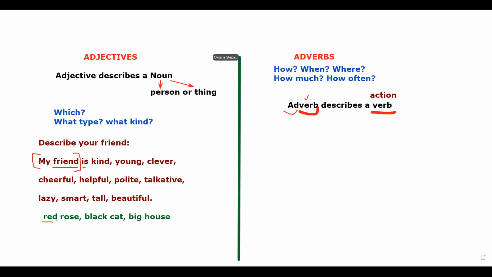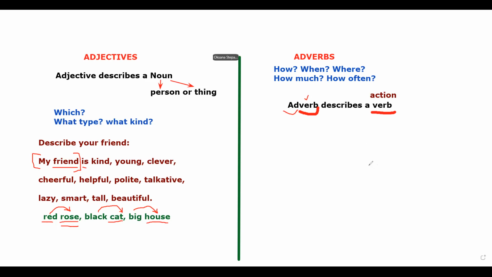Like here. So red describes the noun rose, right? Black describes the noun cat. Big describes the noun house. So this is the big difference between adjectives and adverbs, just in understanding what it actually describes, what other part of grammar it describes. Thus, it makes a big difference here.